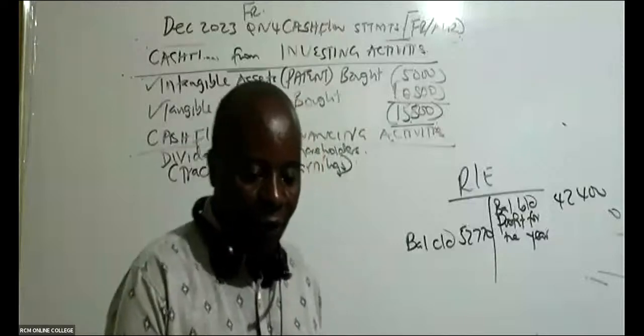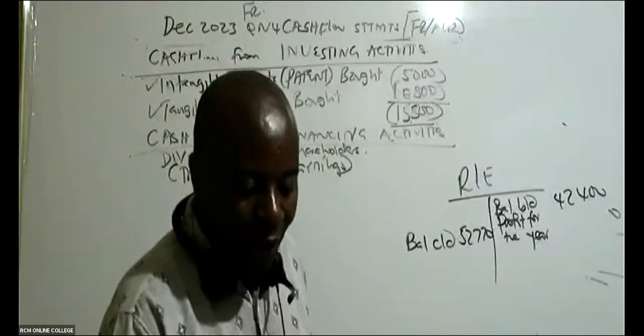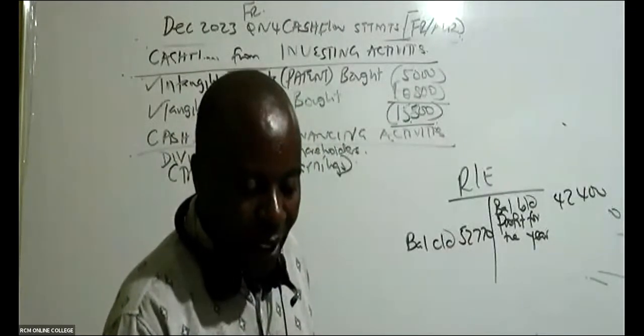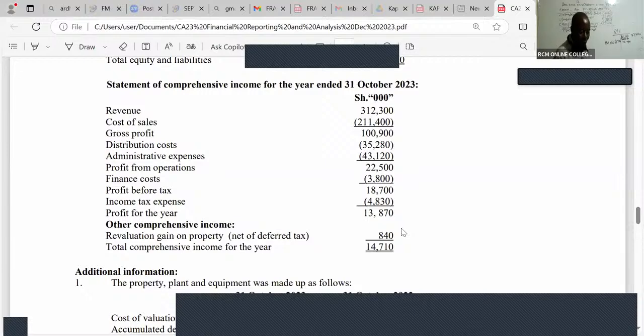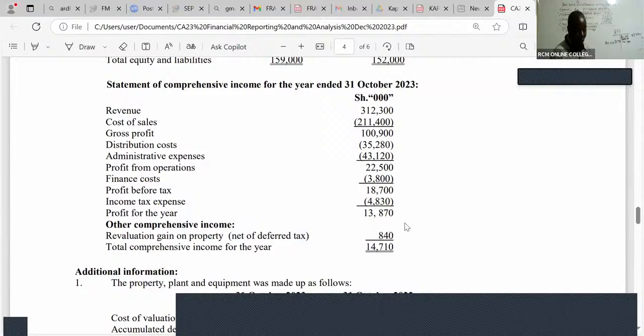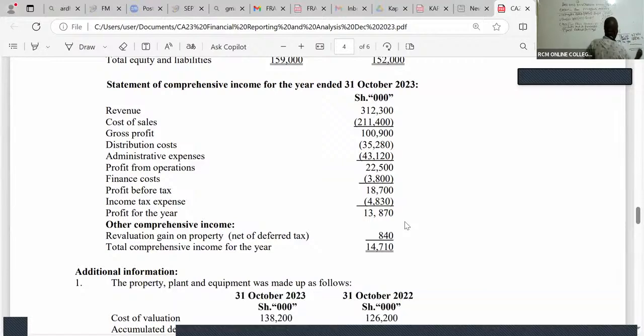So in this case here, profit for the year. Are you able to see the profit for the year? Let's check. Go to your income statement and see the profit for the year. In the income statement, what is the profit for the year? This one here. Leave the comprehensive whatever. It is profit for the year. The profit after tax is 13,870. And then you balance your accounts.